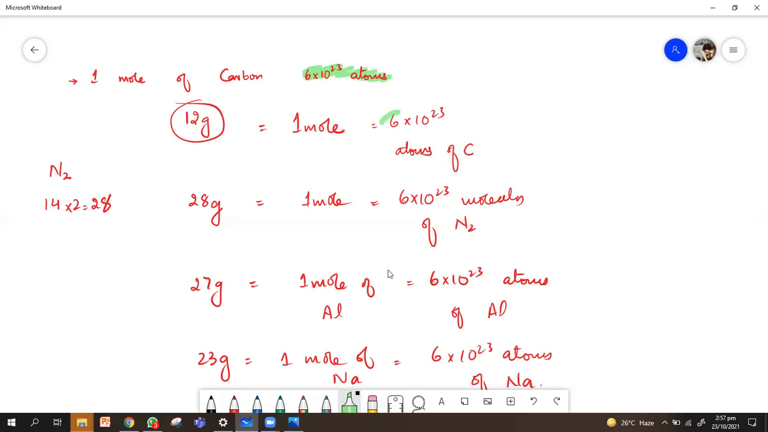So the point is, 6 × 10²³ can go different ways. As we discussed in detail, it can be molecules, atoms, or formula units. In the case of carbon, we started with that point. Carbon, one mole, how are we going to count those 6 × 10²³ atoms? We cannot count that much. So what we do is, 12 grams of carbon is equal to one mole is equal to 6 × 10²³ atoms. That is what we do.